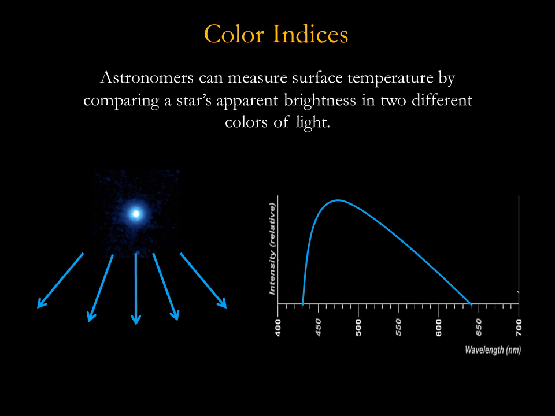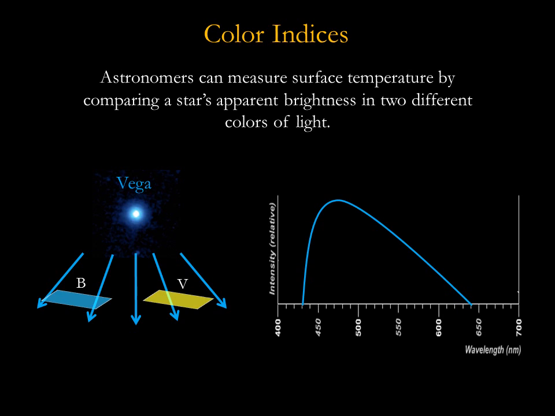Astronomers can measure surface temperature by comparing a star's apparent brightness in two different colors of light. For example, consider the hot star Vega. Imagine we have two filters. One only lets through blue light. We'll call it the B filter. And the other only lets through yellow light. We'll call this one the visual or the V filter.